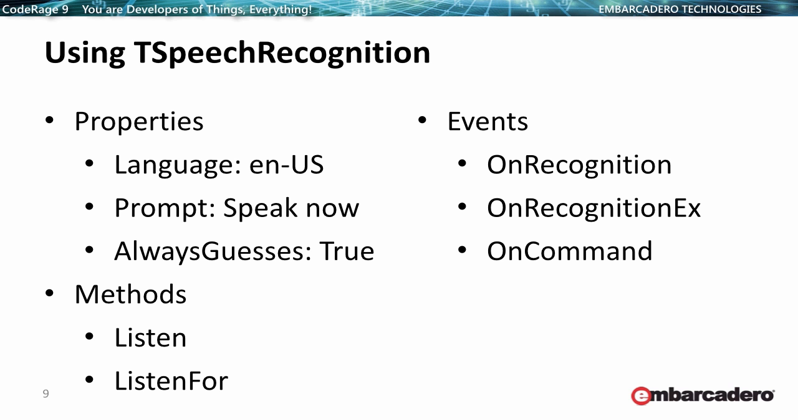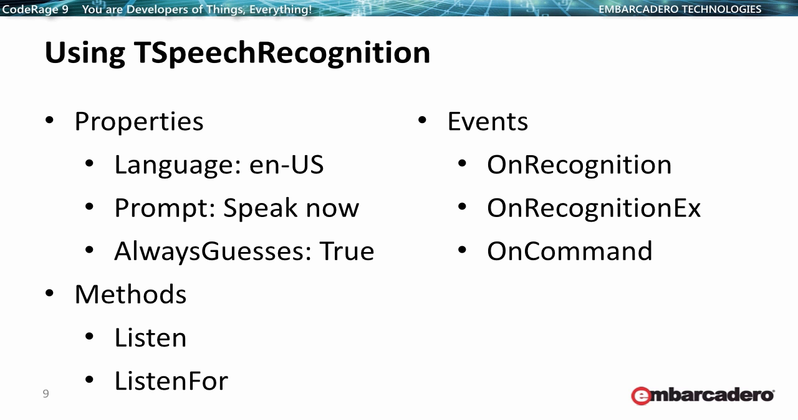Okay, so now if you say AlwaysGuesses is true, then OnRecognition and OnRecognitionEx will always fire. So OnRecognition is going to be the default, the first guess, the best guess. OnRecognitionEx will give you up to 5 guesses. My experience has been if you're online, you always get 5. If you're offline, you only get 1.